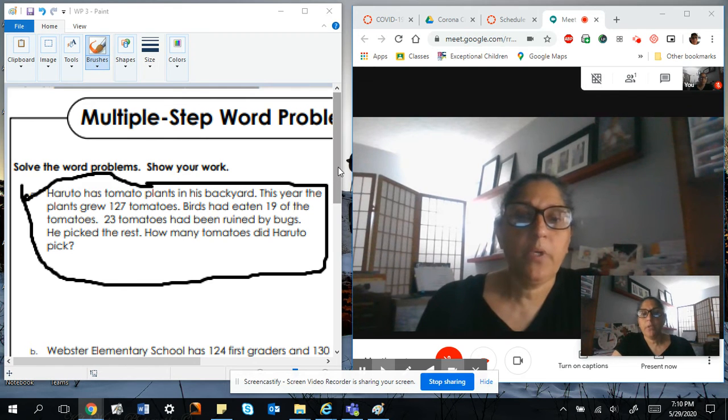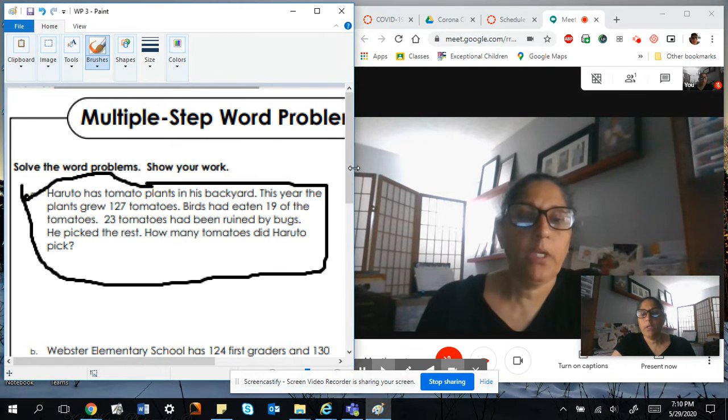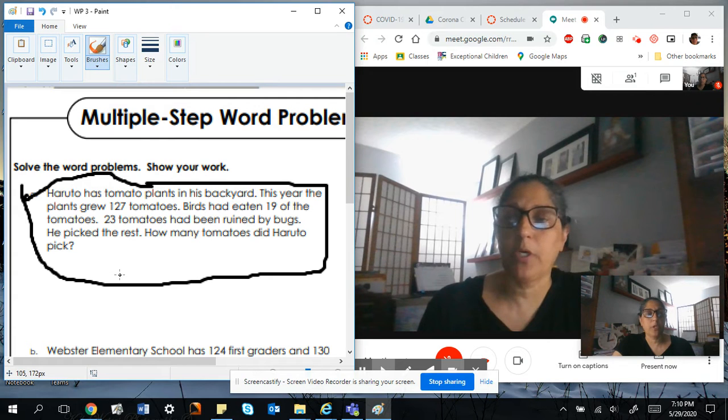Hey guys, I want to go over how to do a multi-step word problem when you come to one. So this one on the left that I believe you can see says Haruto has tomato plants in his backyard. This year, the plants grew 127 tomatoes. Birds had eaten 19 of the tomatoes. 23 tomatoes had been ruined by bugs. He picked the rest. How many tomatoes did Haruto pick?